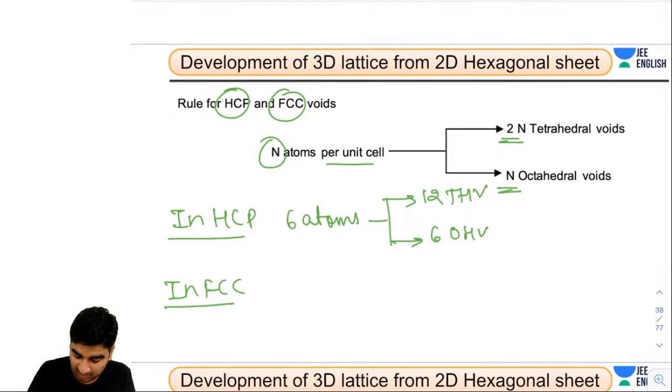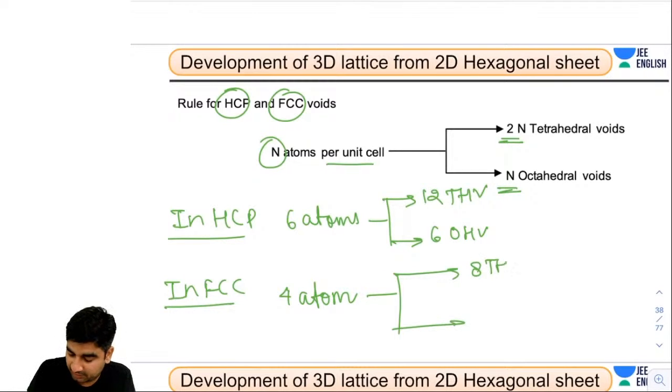Yes. So now in FCC there are 4 atoms and there would be 8 tetrahedral voids and 4 octahedral voids.